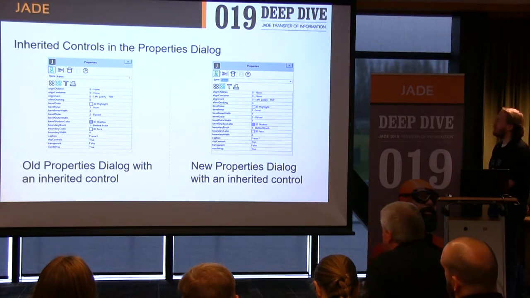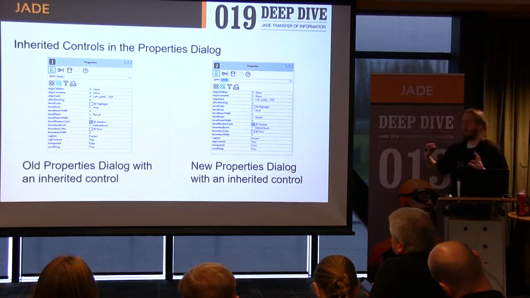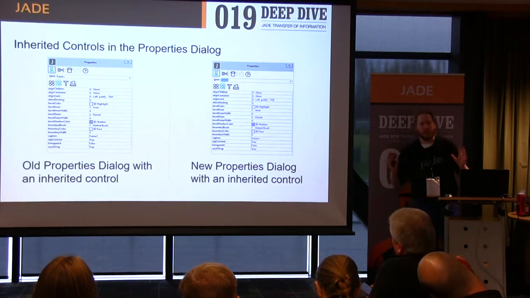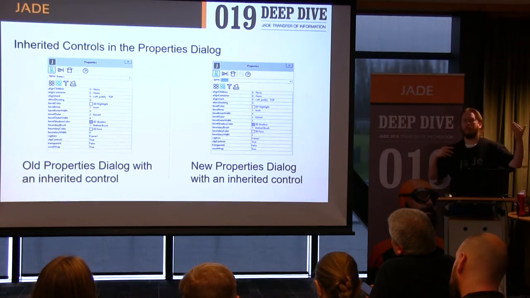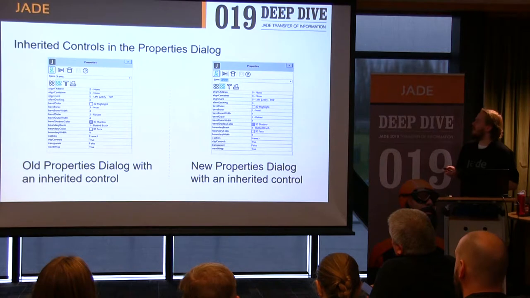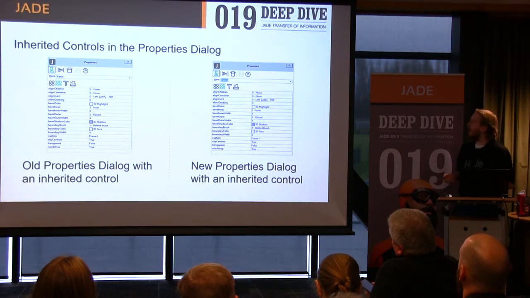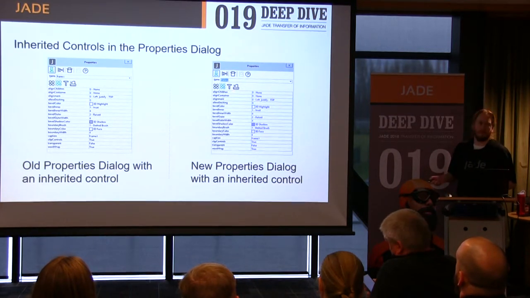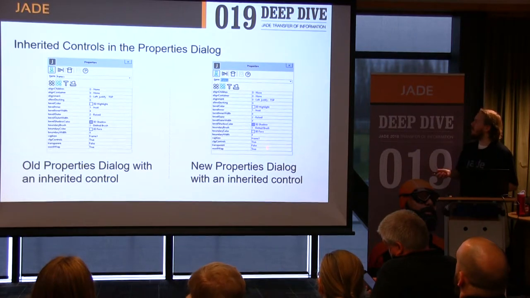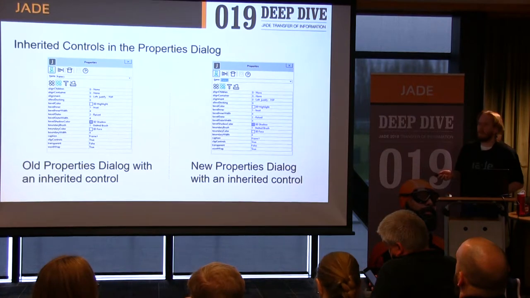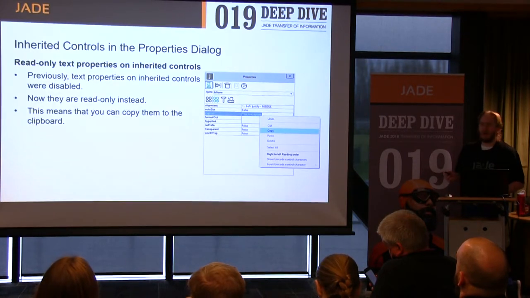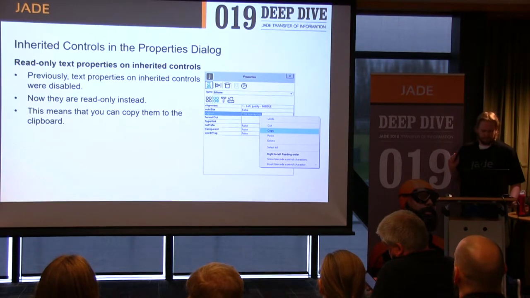Next one, another really minor one here. If you've got a control that has been inherited from a super form, then obviously you're not allowed to change that at all. So we're just going to colour all of the properties blue to let you know that, hey, this is something that you've inherited, so you can't actually muck about with the control. The other little minor change is for any sort of text properties, like a caption, it used to be completely disabled, now it's read-only, so that just means that you can copy from it if you like.